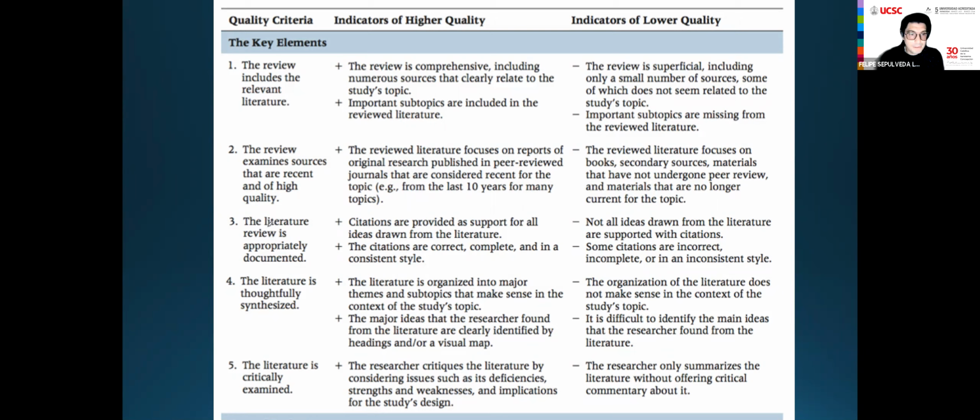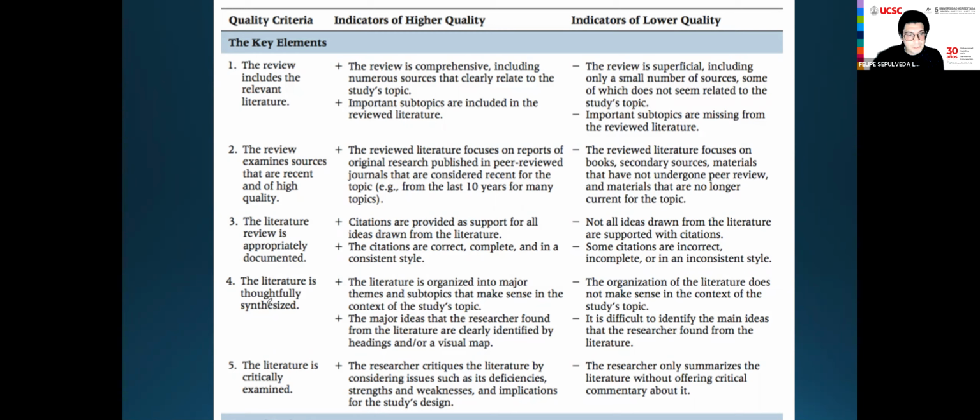The third quality criteria is the literature review is appropriately documented. So that means that as long as you're writing and presenting the information, you include the citations, okay? You give credit to the sources that you use to develop this work.